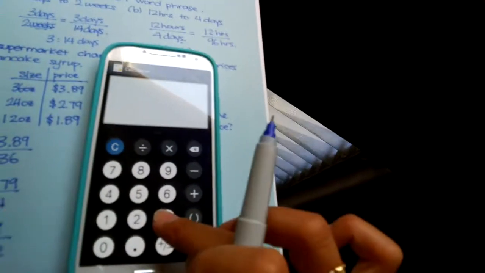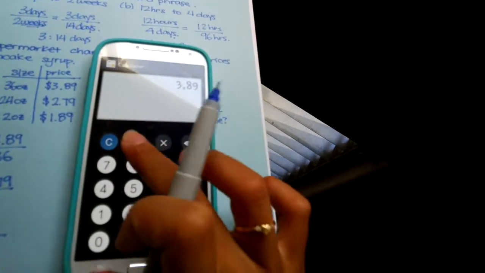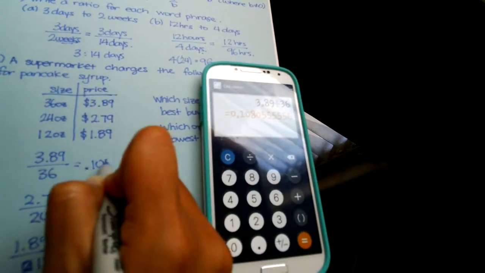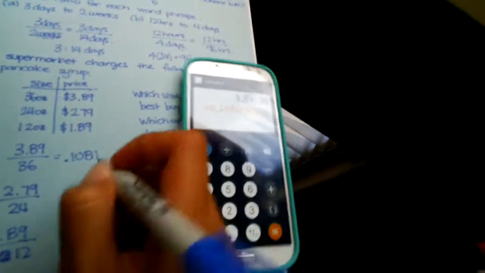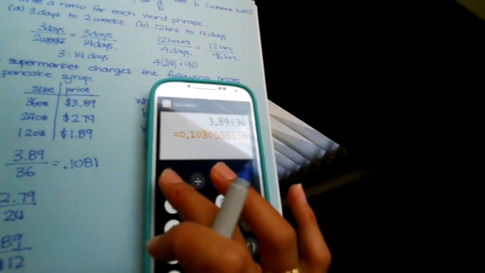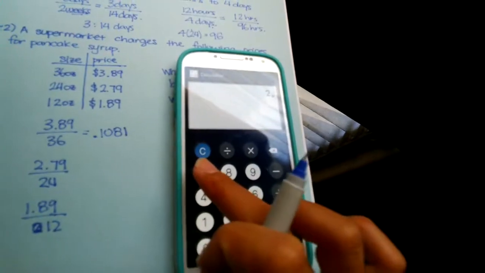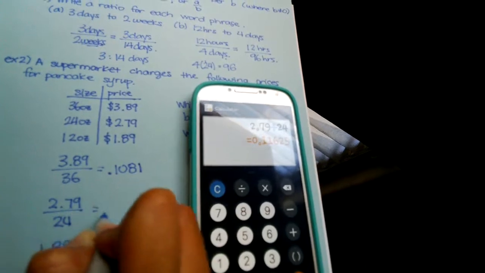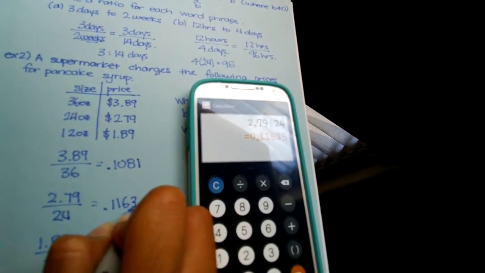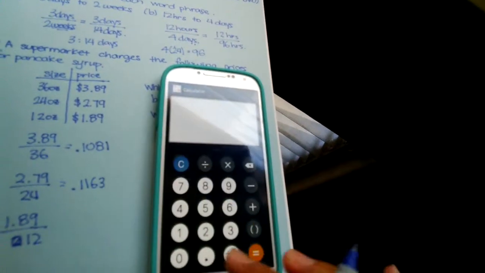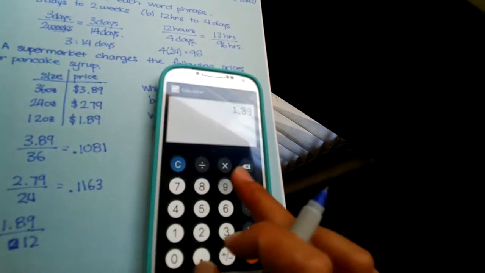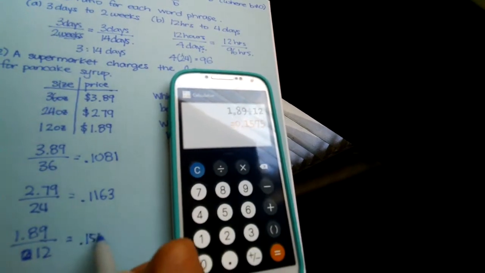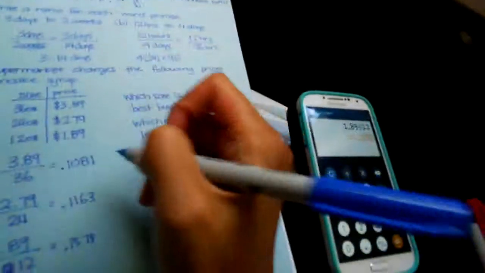On the calculator, I have 3.89 divided by 36. This one is 0.108, and I'll round up, 0.1081. The second one is 2.79 divided by 24. So I have 0.116, I'll round to 0.1163. And then 1.89 divided by 12 is 0.1575. And these are all per ounce.